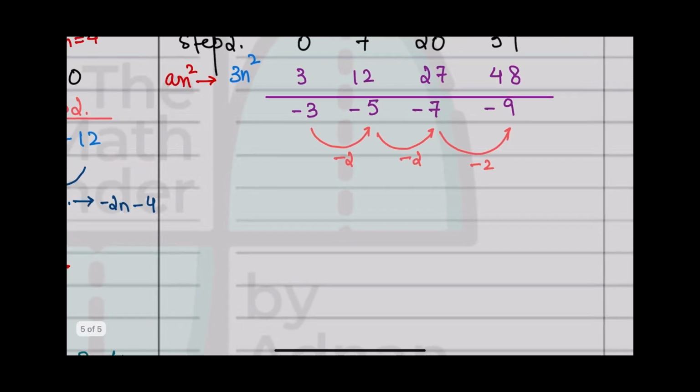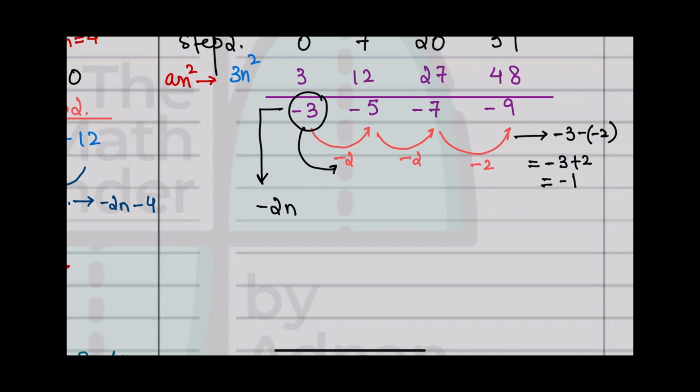Now, since the decrease is constant, I can straight away say that it is going to be minus 2n. So this pattern is going to be minus 2n. And from the first term, I subtract minus 2 again. So minus 3 minus minus 2. This is going to be minus 3 plus 2, which is going to be negative 1.